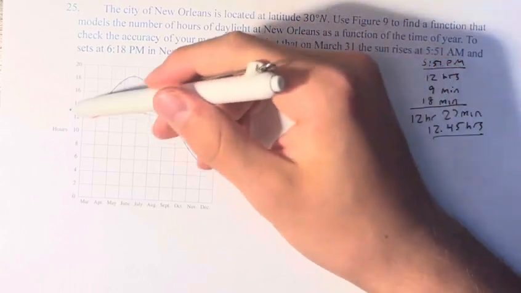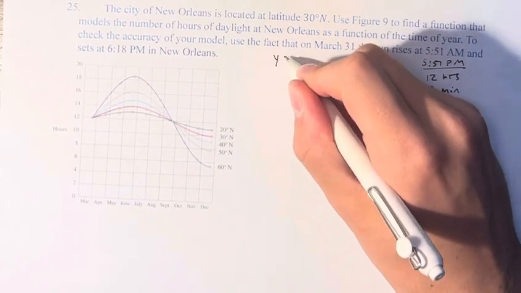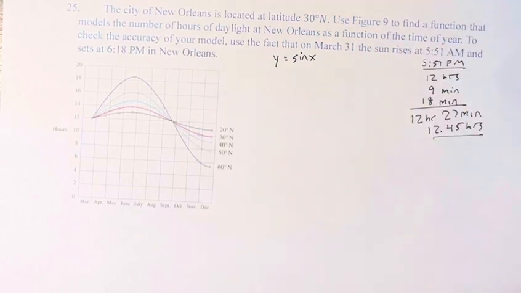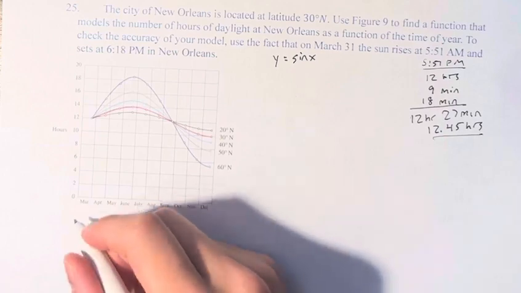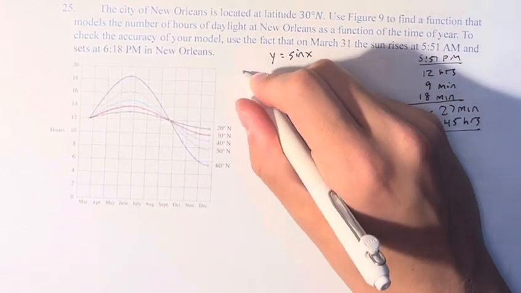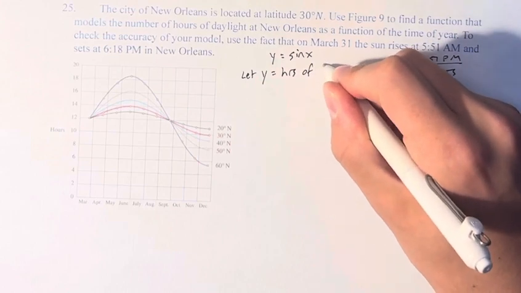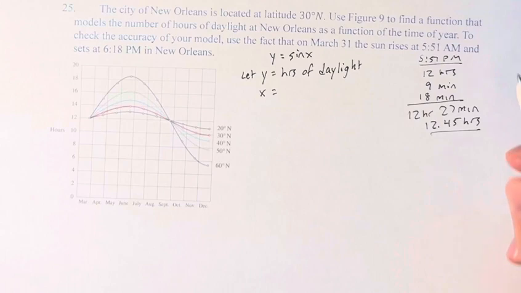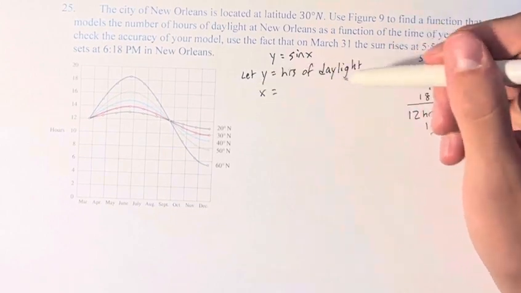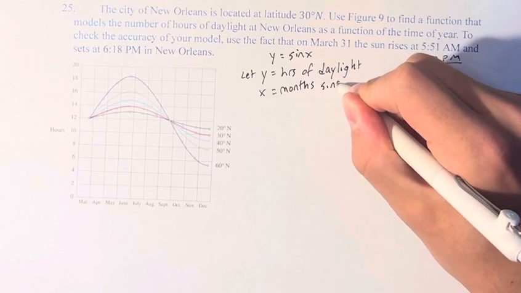And we can see that all of these graphs have the general trigonometric feel to them. So we're going to use y is equal to sine of x. So what is y here and what is x here? We're going to say let y equal the number of hours of daylight. Easy enough. And x is going to be the time of year in months since January 1st.